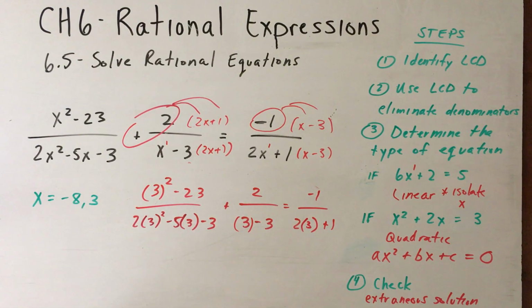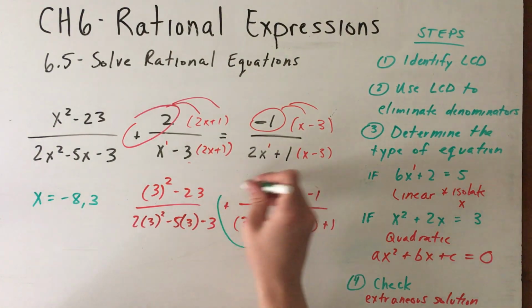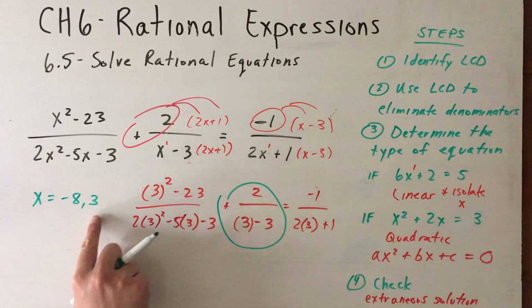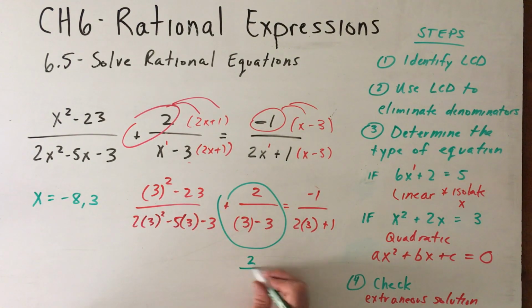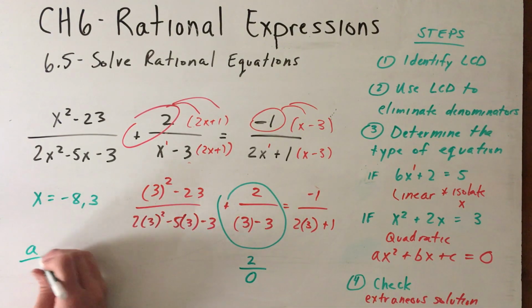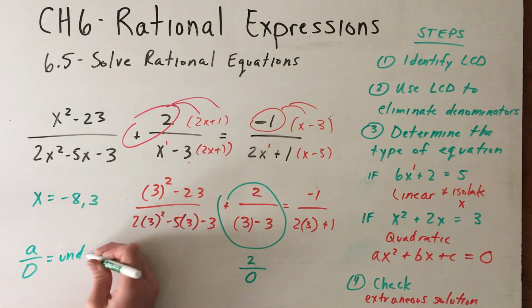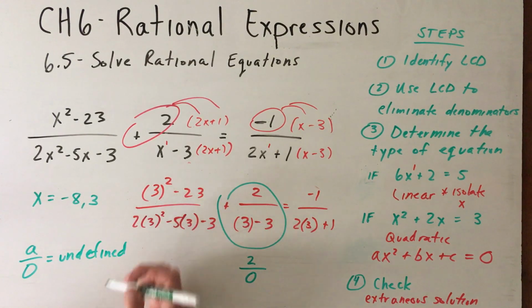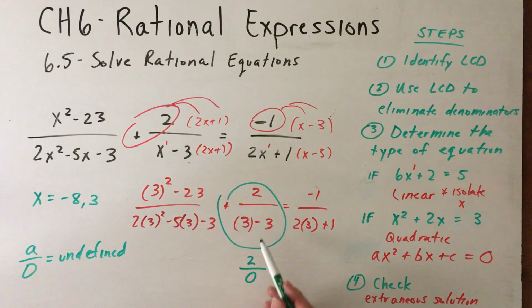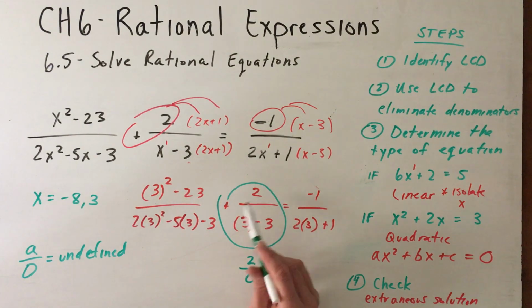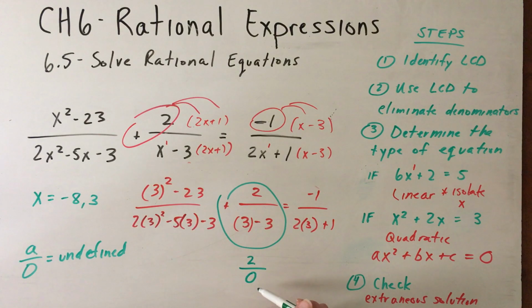So I'm going to skip all of the work here and just show you, let's focus on this expression right here. When I plugged in this 3 that should be a solution, I end up getting 2 over 0. And remember that anything divided by 0 is undefined. Because this 3 makes this expression divided by 0, this is called an extraneous solution. Okay, we can't have this solution because it doesn't work.